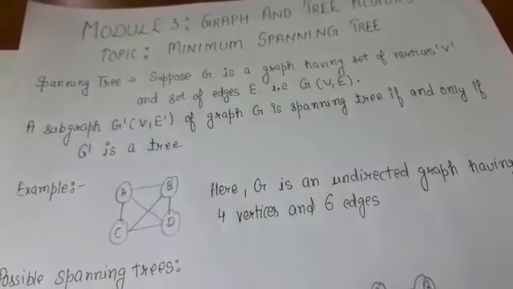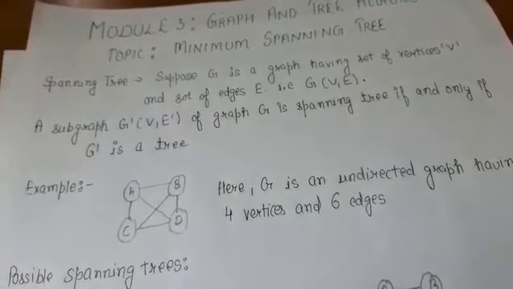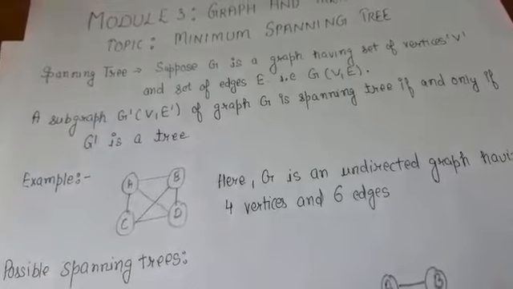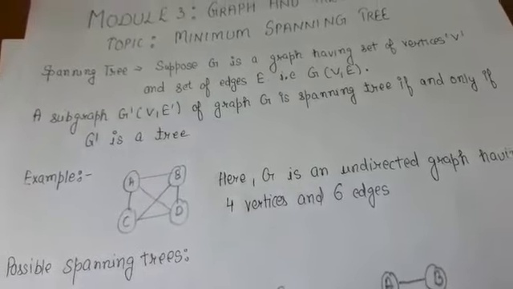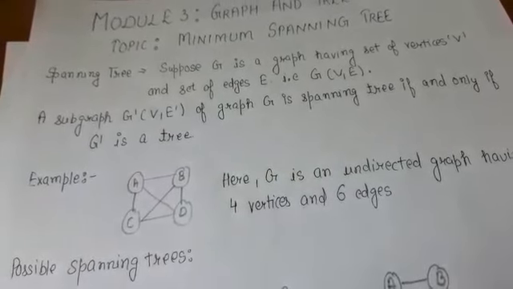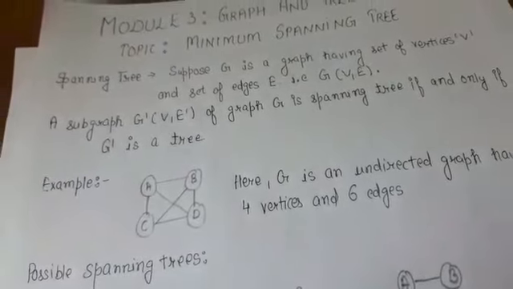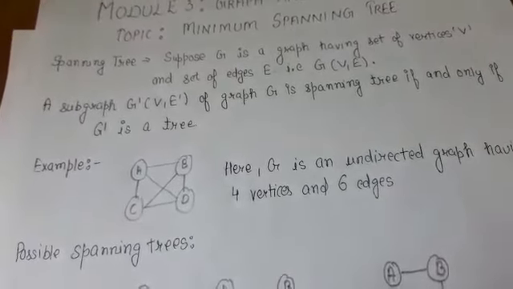If G is a graph having a set of vertices V and a set of edges E, then any subgraph G dash derivable from that graph G will be called a spanning tree if and only if G dash is a tree. Now you will be thinking, how can we determine whether a subgraph is a tree or not? We know that a tree has the property that it does not contain any cycle. So any subgraph which has a cycle cannot be a spanning tree, and any other subgraph which does not contain a cycle can be a spanning tree, right?